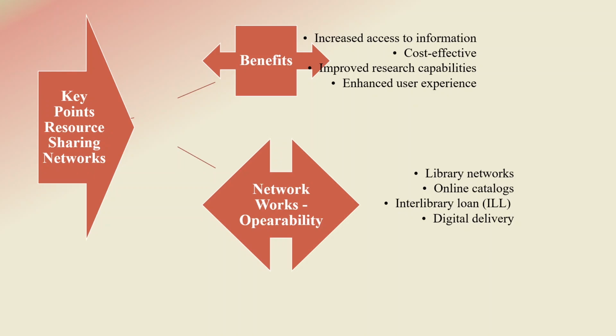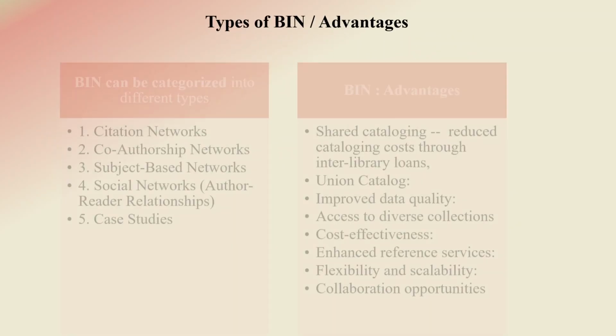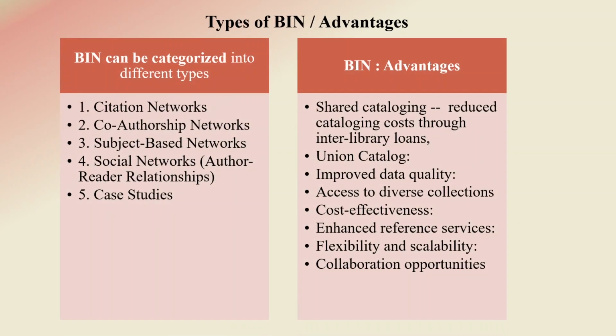Network operability: if this is to work, what is the network operability? There should be a library network. Libraries join together to form a network, often through a consortium or cooperative agreement. Online catalog, interlibrary loan, digital delivery, this kind of thing.